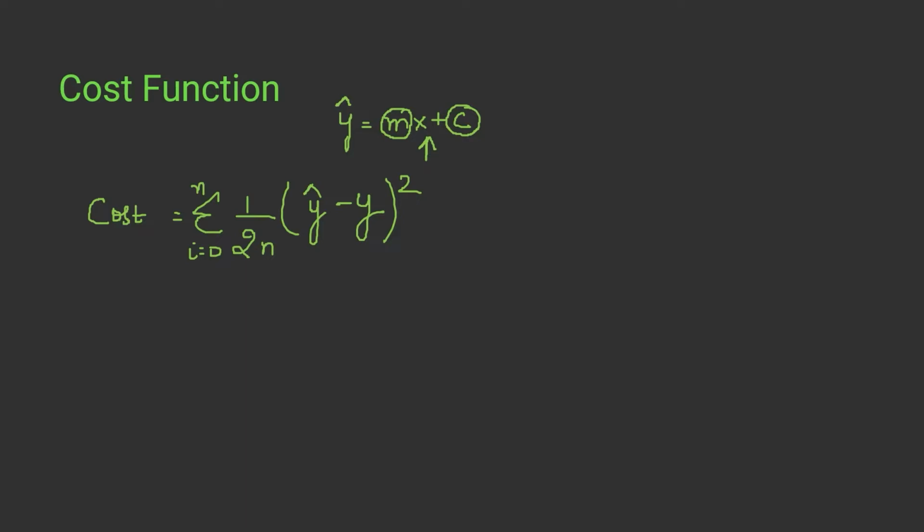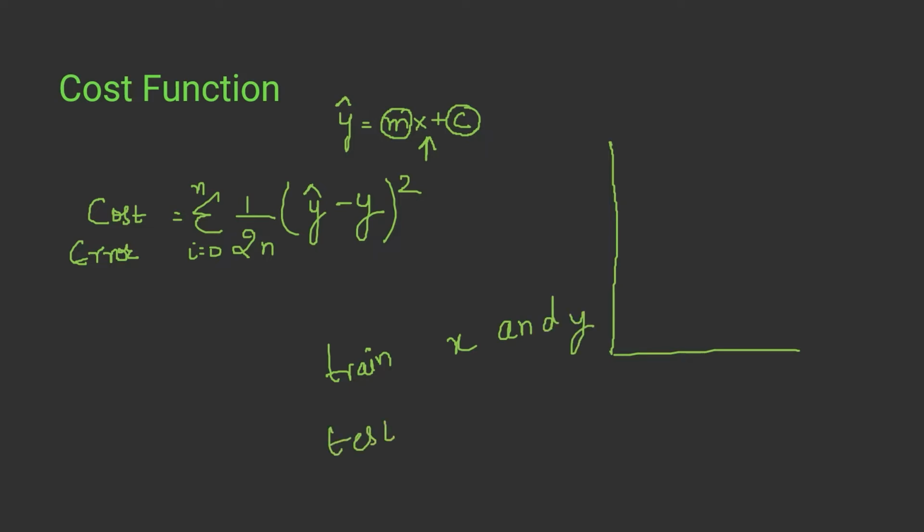So this is how we calculate the cost, or you can say error, of our linear regression model. Suppose initially you are given x and y values. When you train your model, it knows about x and y values, and at the time of testing, you will pass an x value, it will give you some y predicted value, and then you will compare this value. Let it be x train, y train, and this is x test.